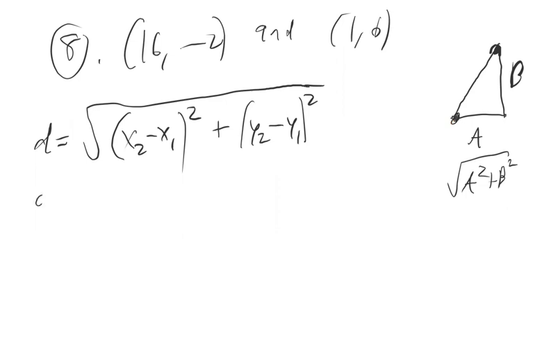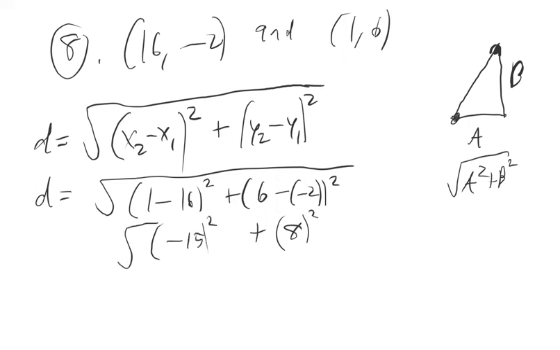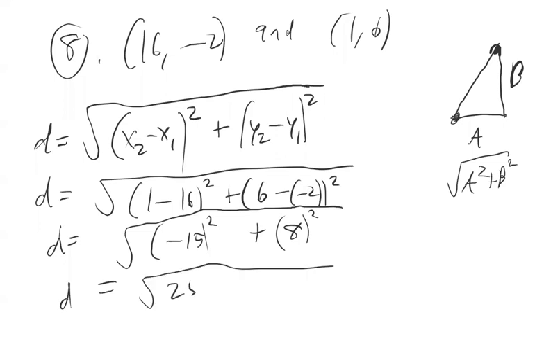So we're going to use that formula, and it's going to be x2, which is 1, minus x1, which is 16, squared, plus y2 minus y1 squared. And when you subtract a negative, it becomes positive. So the second one is really 6 plus 2, which is 8. And then 1 minus 16 is negative 15. So you get that. Now negative 15 squared is 225. Positive 225. 8 squared is 64.